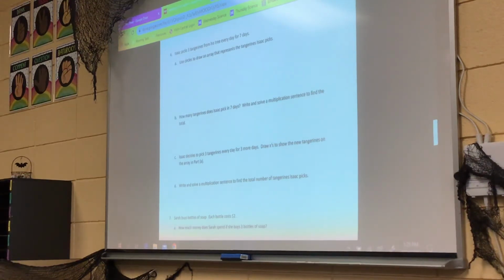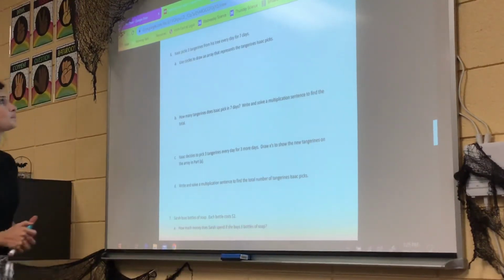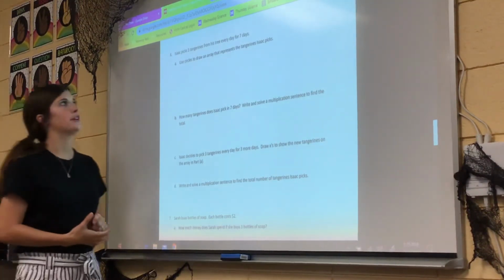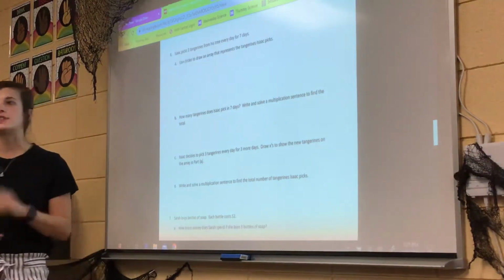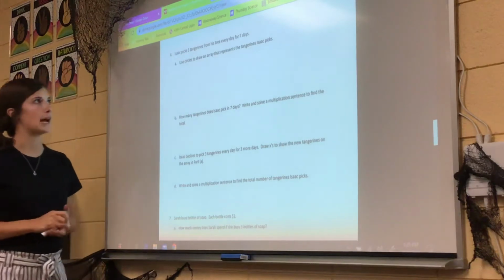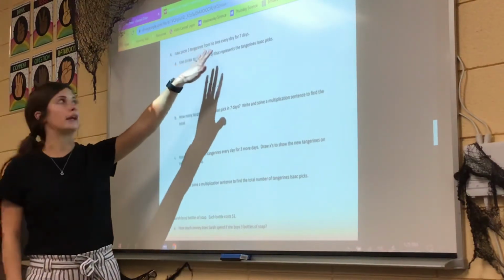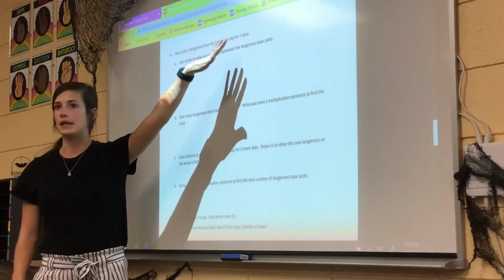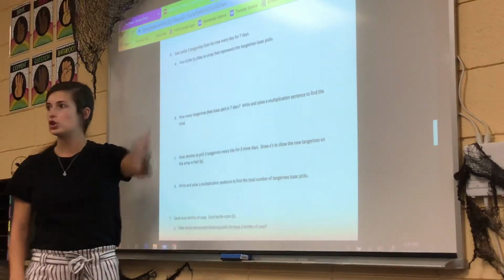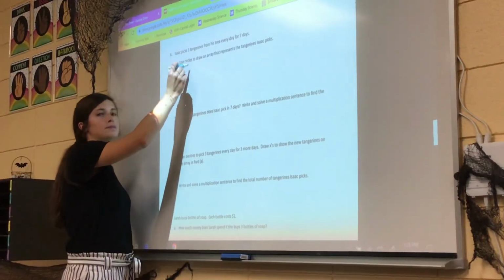All right, 6 has 4 parts, A, B, C, and D. Isaac picks 3 tangerines from his tree every day for 7 days. Use circles to draw an array that represents the tangerines in Isaac's picks. 3 tangerines from his tree every day for 7 days. So 3 times 7. How can we draw an array for 3 times 7?